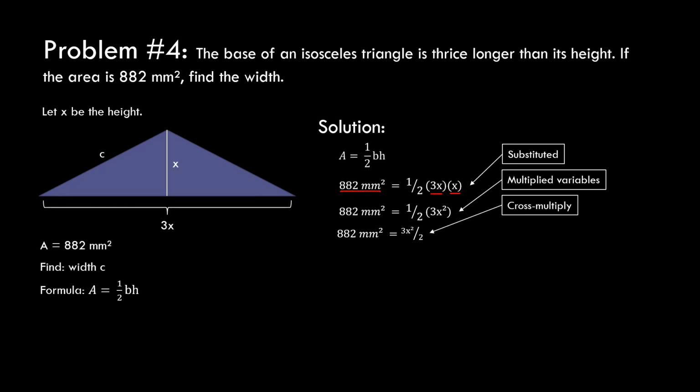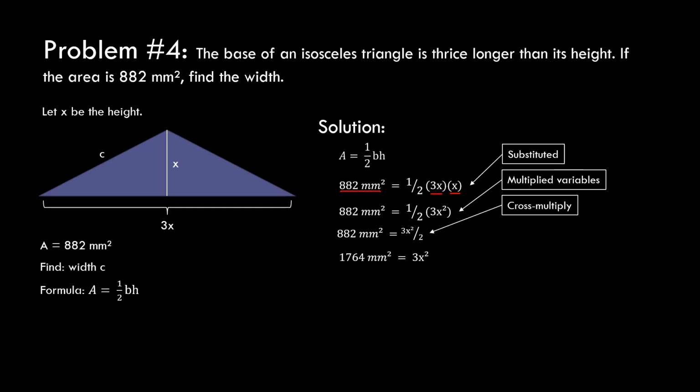So at this point, we are allowed to cross multiply what's on the left side of the equation to the right side of the equation. So at this point, we are just simply going to multiply 882 by 2. We're going to get 1,764 millimeters squared equals 3x squared.